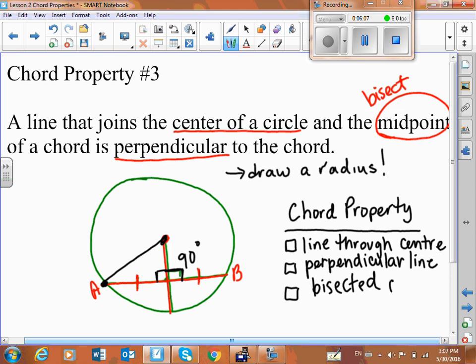Okay, so if you were to be given a diagram, and on that diagram you saw a line passing through center that bisected a chord, you have then proven it is perpendicular. That's how this property works. If you've got 2 out of 3, you've proven the third. Okay? All right, let's try a word problem.